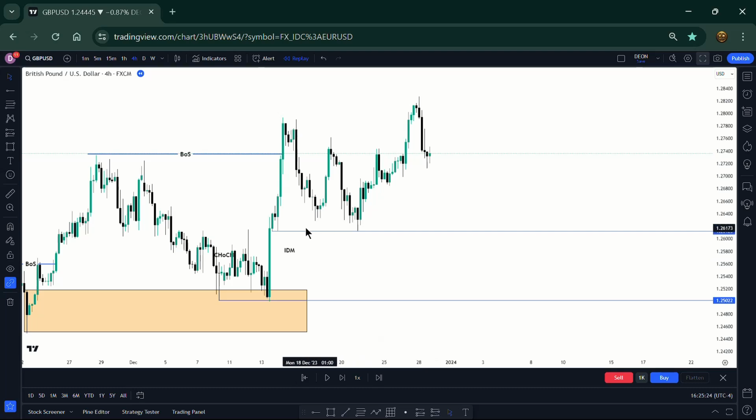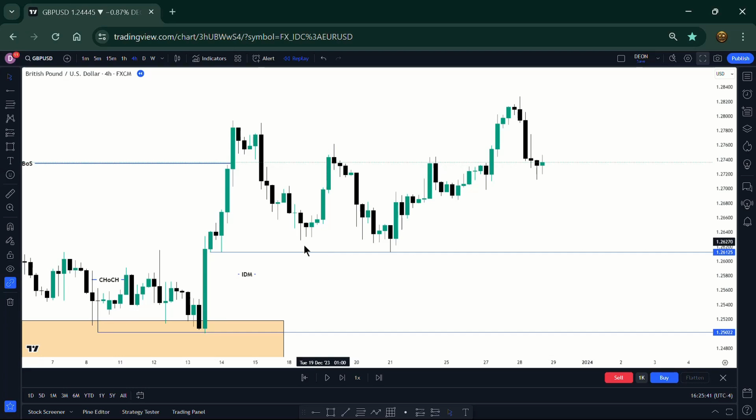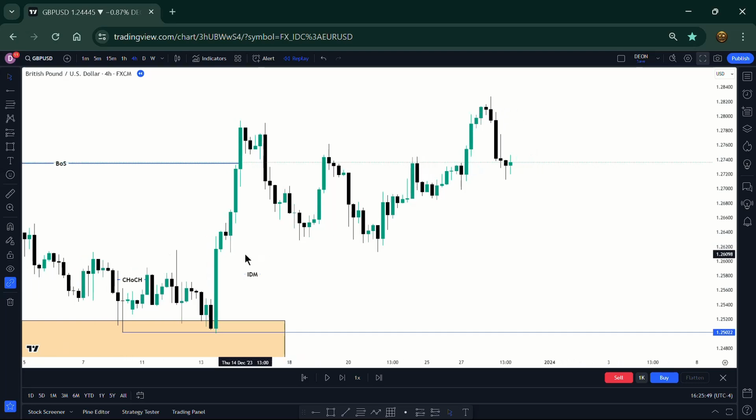And by the way, that's not even inducement. As you can see, they are all just on the same level. So this is not a break of structure at all. I didn't see it. If we zoom in down there, you can see they're just on the same level. I thought the low was cleared out.